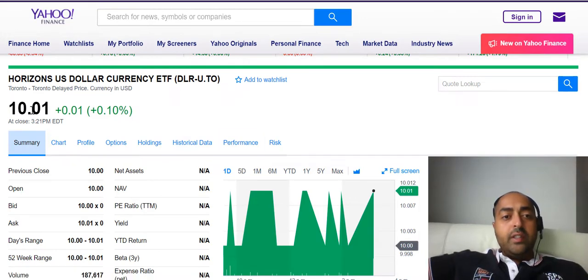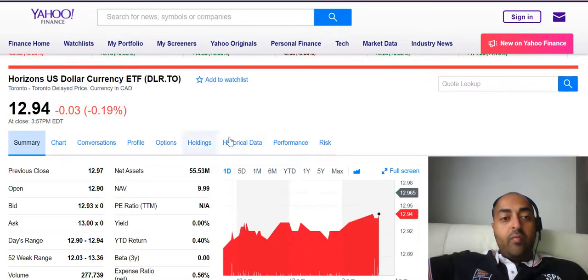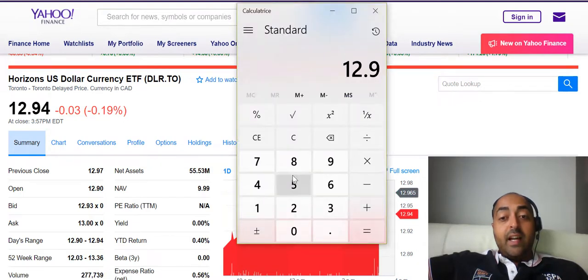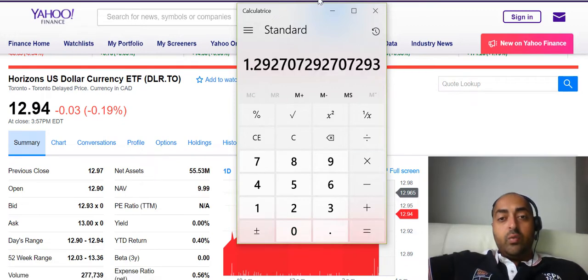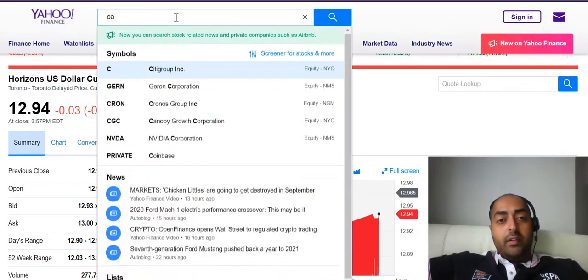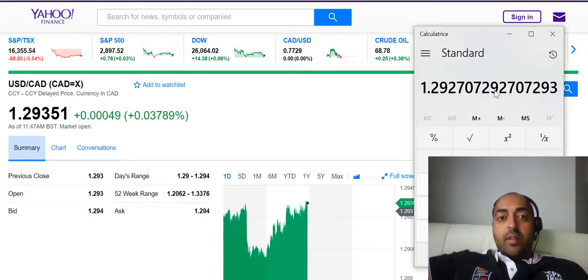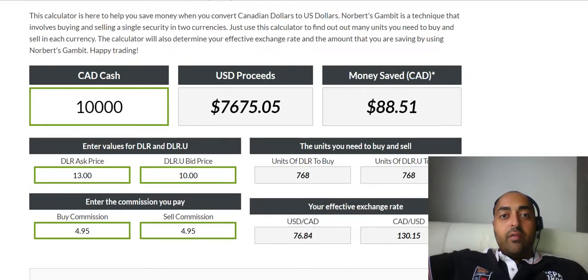As you can see, the DLR-U.to is trading at $10 right now. And if we look at the DLR.to, it's trading at 12.94, which gives us exactly our spot rate right now. So 12.94 divided by 10.01 gives us 1.2927. If you go back to our spot rate, you've got 1.29351. So this is how you can convert using the exact spot rate of the day.